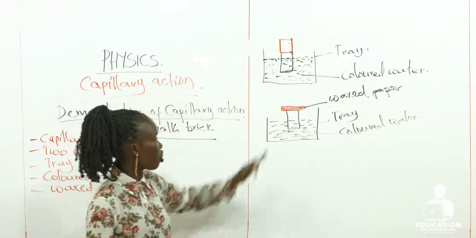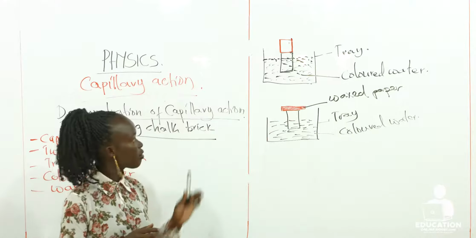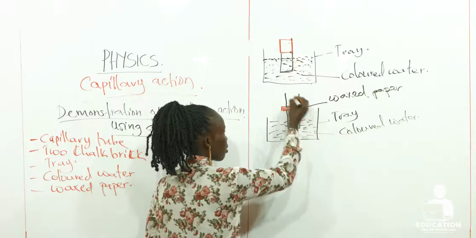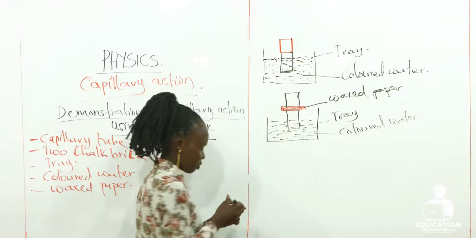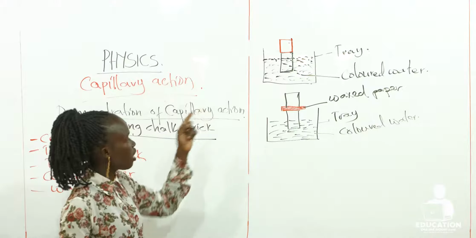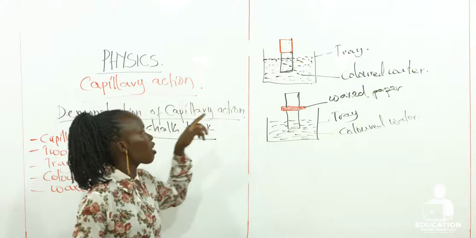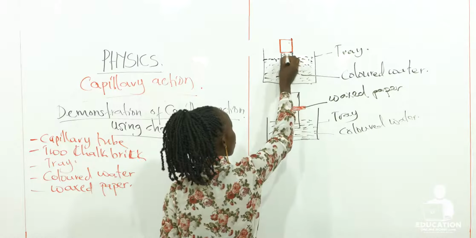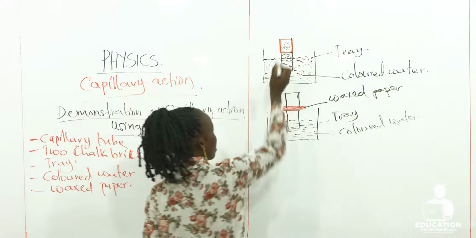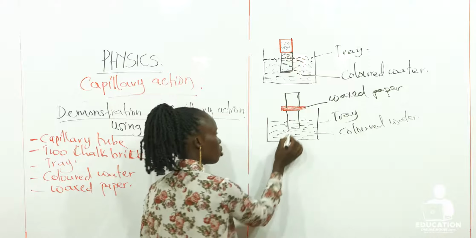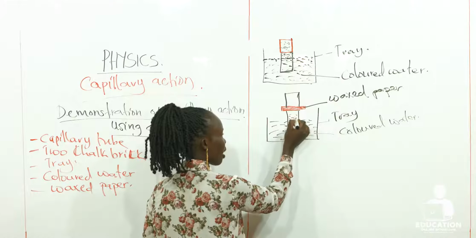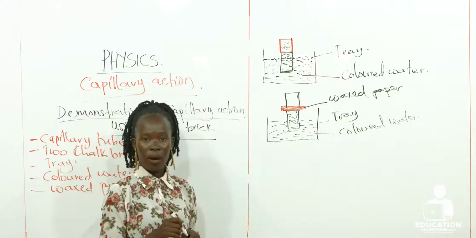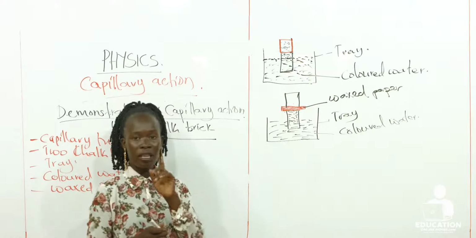This time round, after putting your waxed paper, get the second chalk brick and put it right above this first one here. And observe what happens. In our first situation, we never had the waxed paper, and we saw that the liquid was able to find its way through these tiny pores from the first chalk brick up to the second chalk brick. But in this case, you see that our liquid is going to move. It will rise right up to where the wax is, and then you see that our second chalk brick doesn't have the liquid. Why? Even though we say that it has tiny pores.